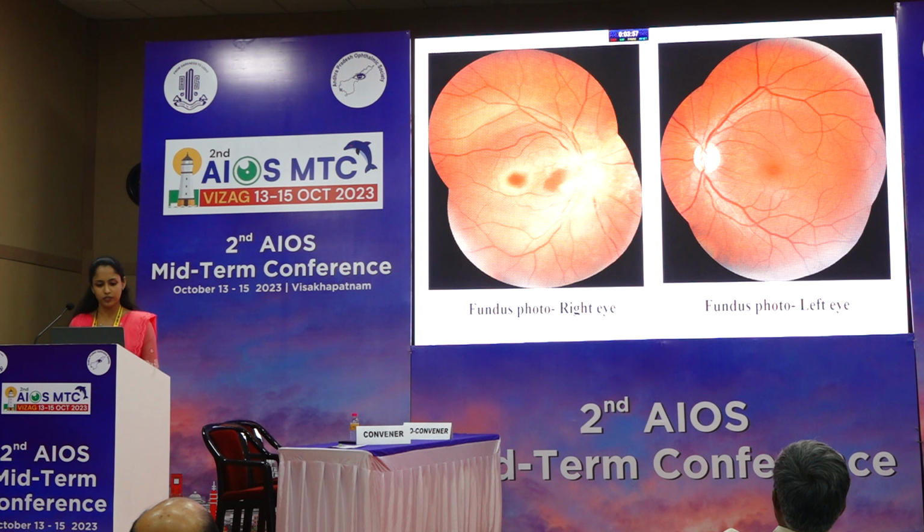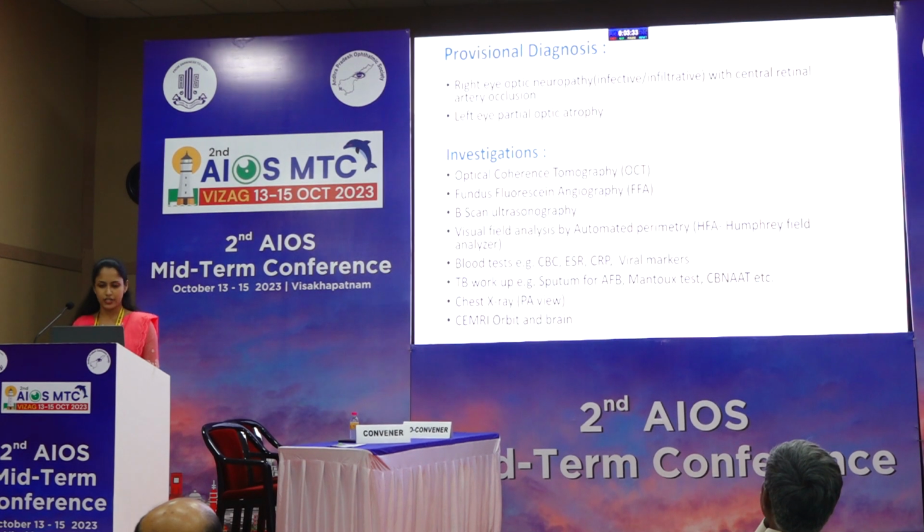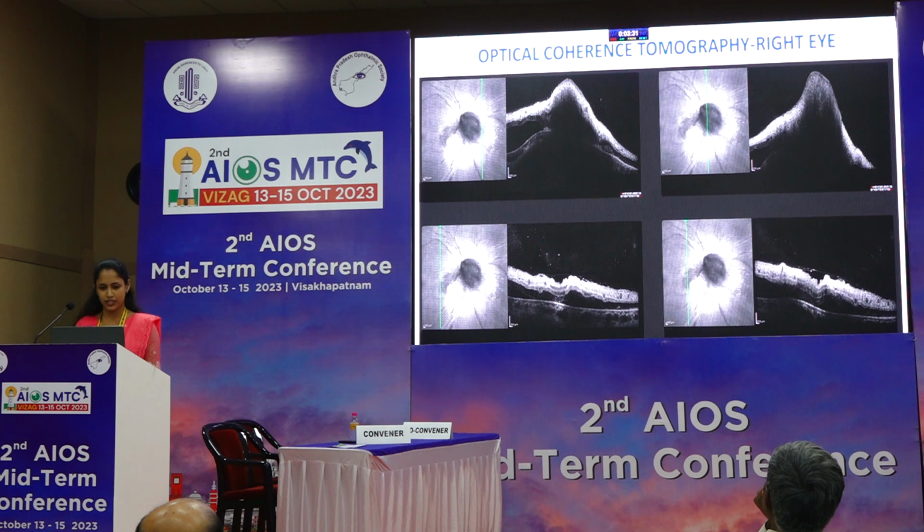On fundus examination of the right eye, there was disc edema, arteriolar attenuation with venous segmentation, and a cherry red spot in the macula with a pale retinal background. Fundus examination of the left eye was normal except for temporal pallor. With this, we came to a provisional diagnosis of right eye optic neuropathy with central retinal artery occlusion and left eye partial optic atrophy, and the following investigations were done.